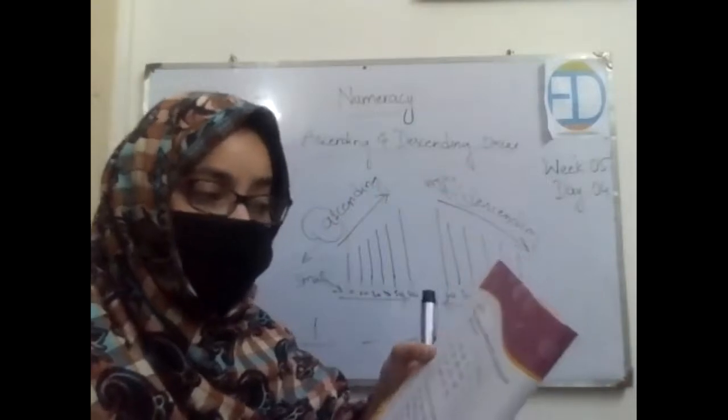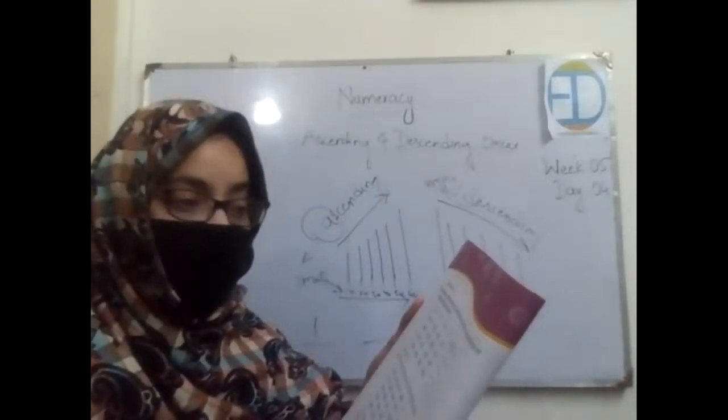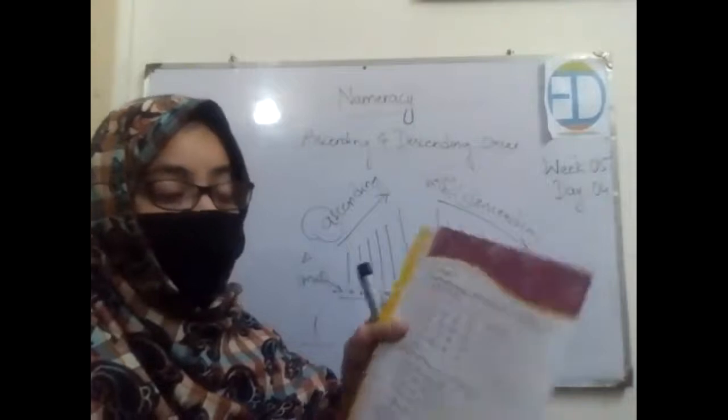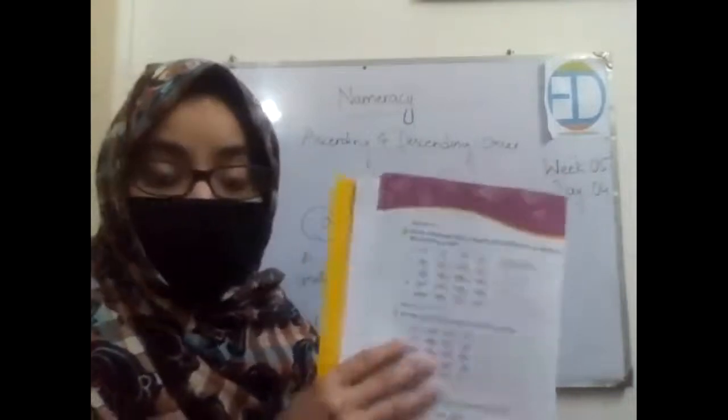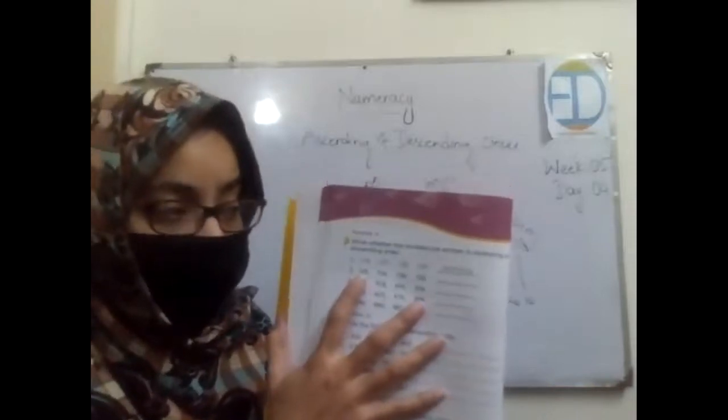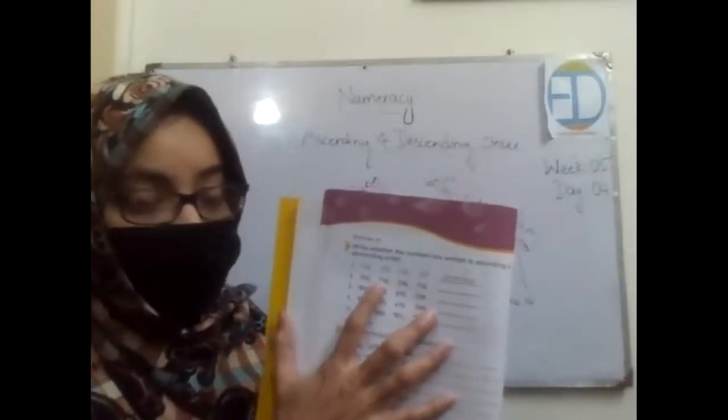The first one is 765, then 756. Now first look at the first digits of these numbers. Are they the same or different? Same. Good. Now look at the second digits. Are they the same or different? They are different. So look for the 6 is biggest, then 5, then 3, then 3. So this means this is the descending order.